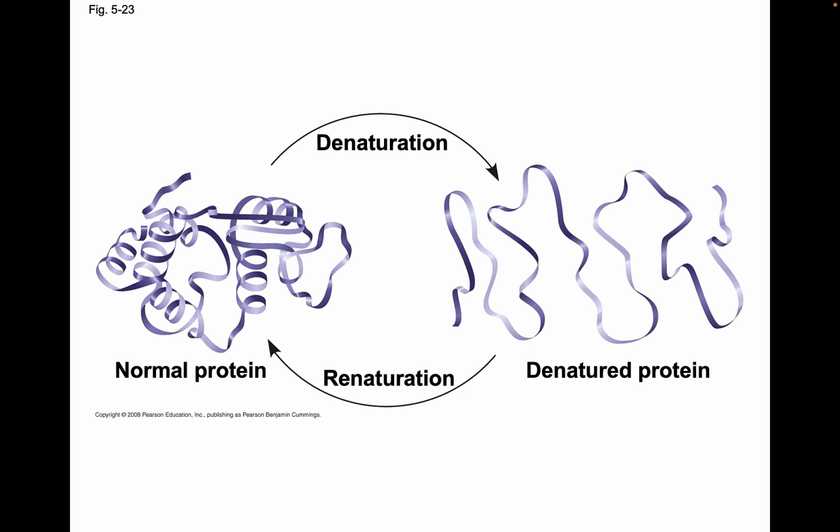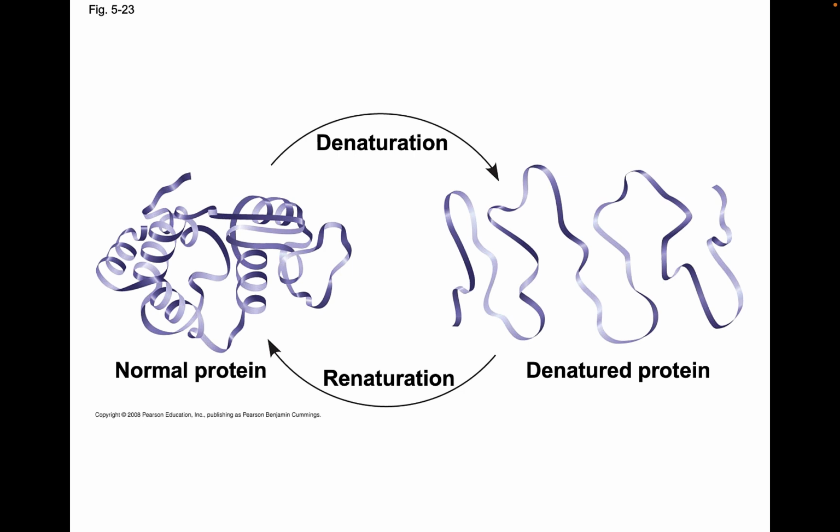Some proteins can return in a process we call renaturation to their normal shape, but others can't, especially inside of a cell. They may be able to do it inside of a petri dish or inside of a flask, but it's really hard to do inside your cell.